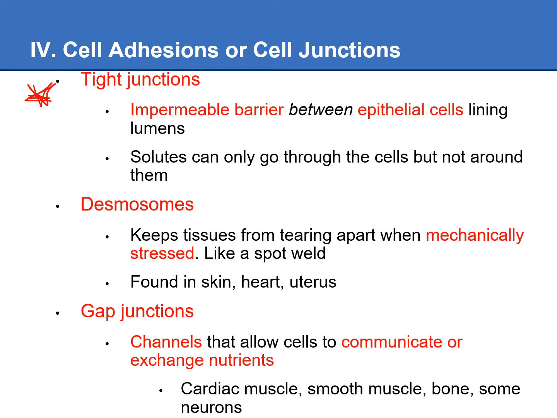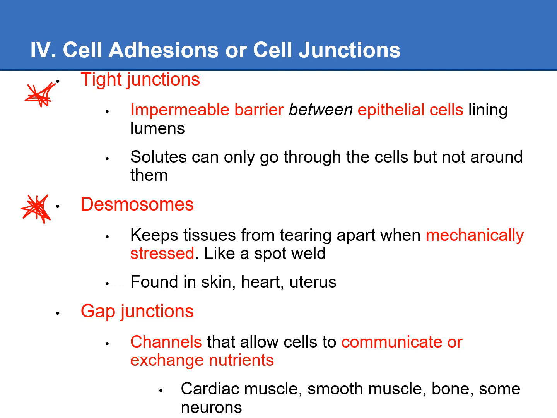And then we have desmosomes. These kind of remind me of Velcro. They're like a little spot weld. They're found between skin cells, also between cardiac muscle cells, and also between smooth muscle cells like in the uterus.